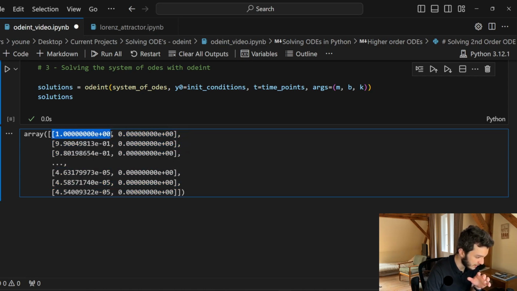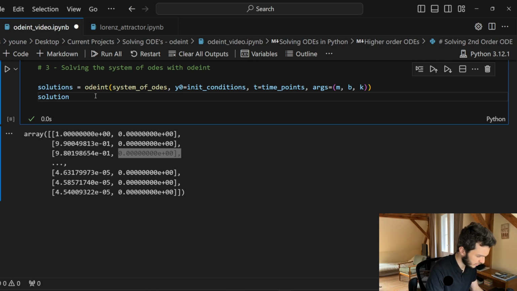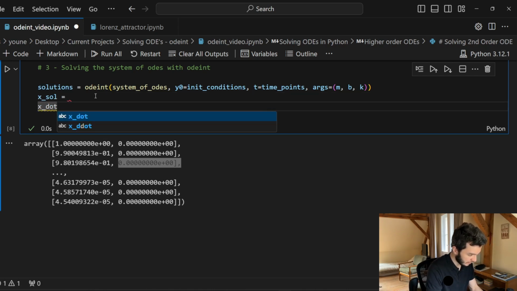So this represents x0 and then x0 dot. This is x1 and then x1 dot. And then this is x2 and then x2 dot, etc. Now to get the separate arrays x and x dot, it's actually very simple. X solution is equal to, and then x dot solution is equal to.